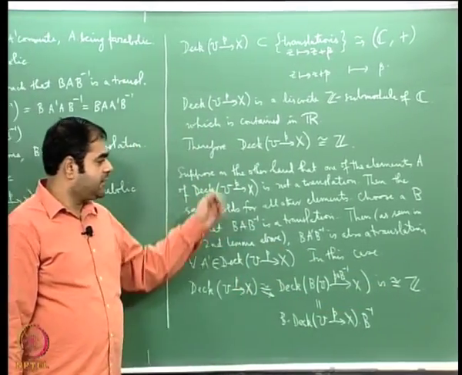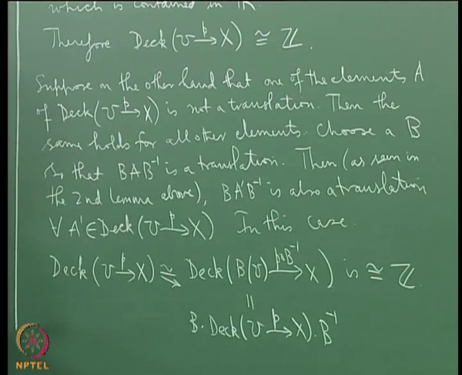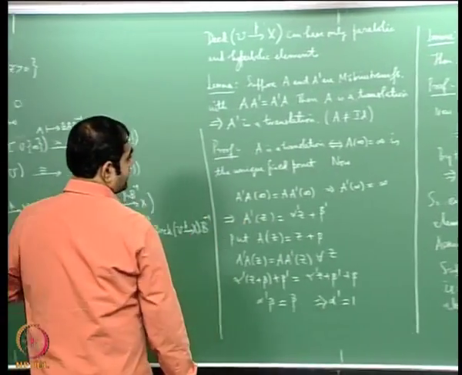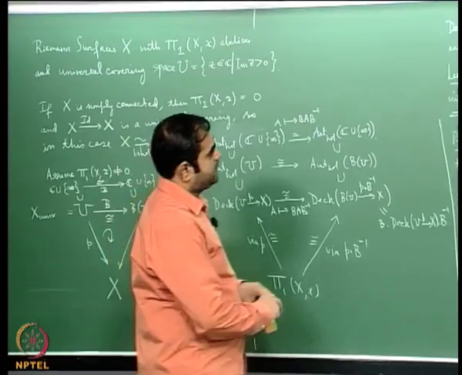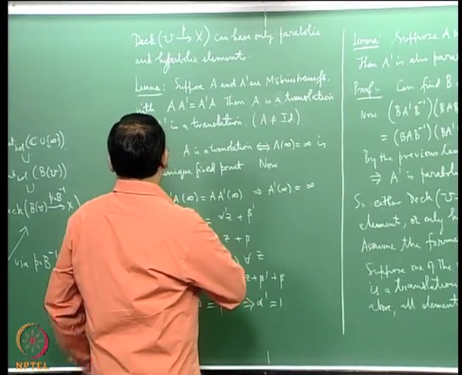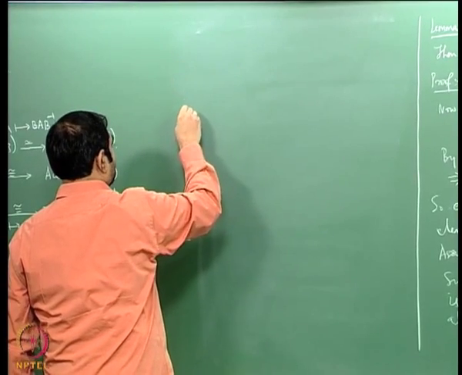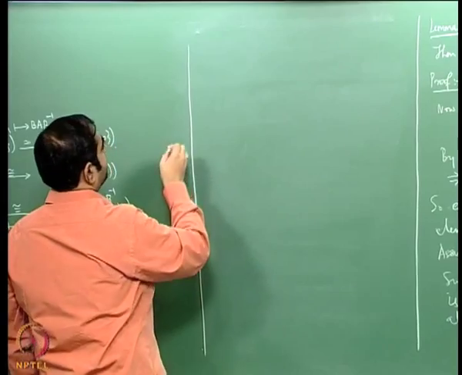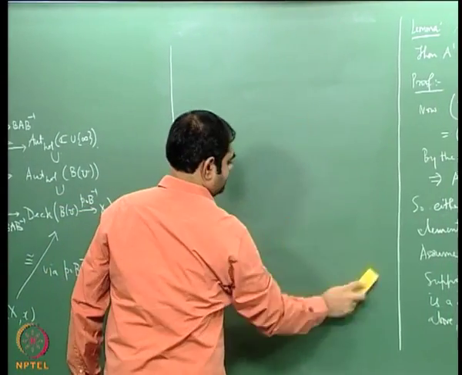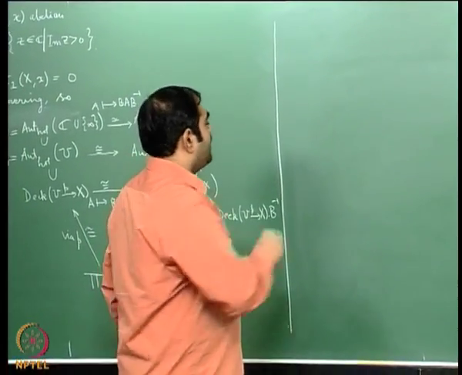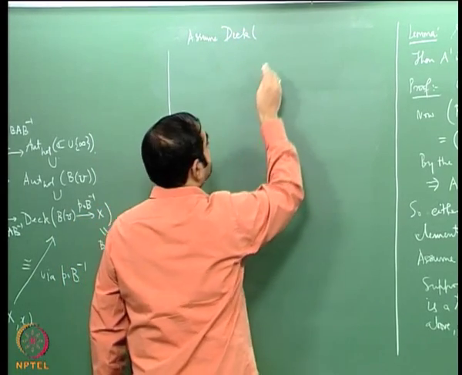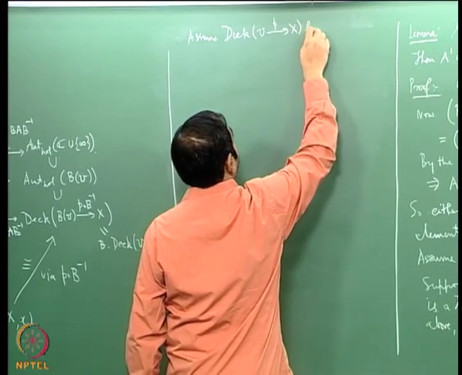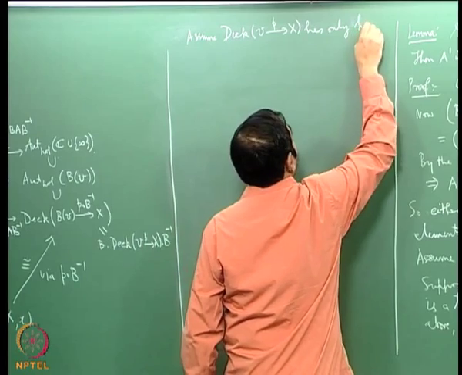Now I am going to say that literally the same thing happens in the other case, namely when the deck transformation group contains only hyperbolic elements. So let me do that. I will retain this diagram on this side, and let me draw a line here. So let us go to the other case. Assume the deck transformation group Deck(U/P x) has only hyperbolic elements.